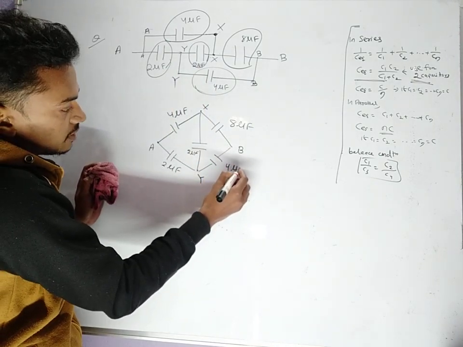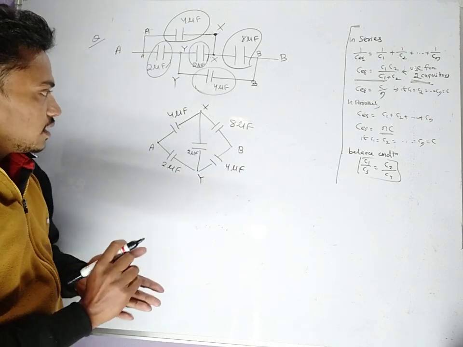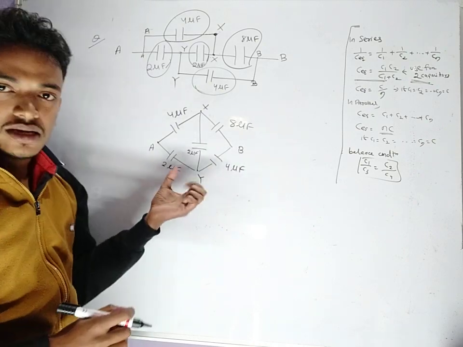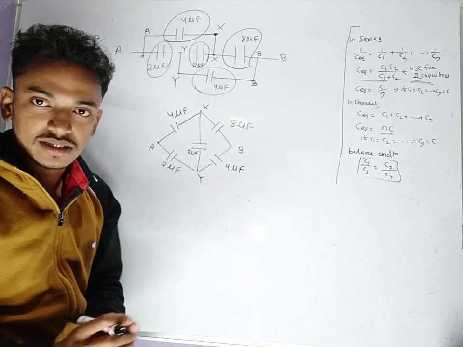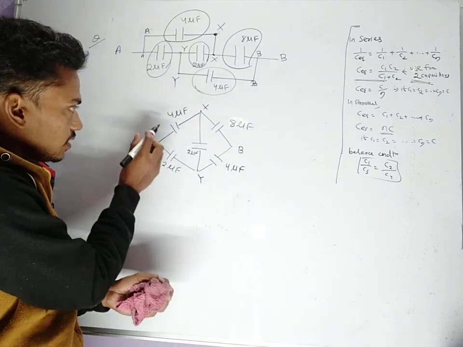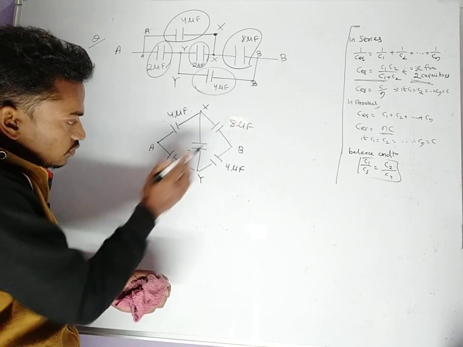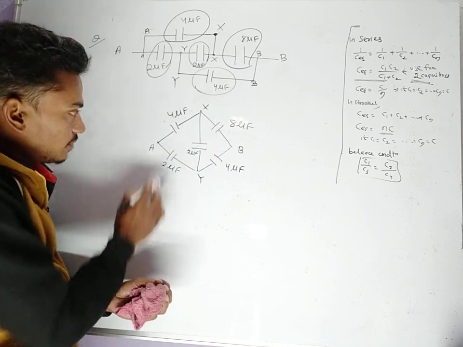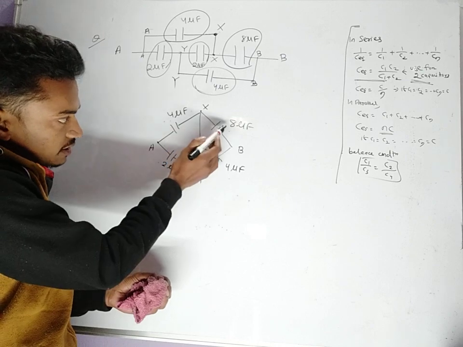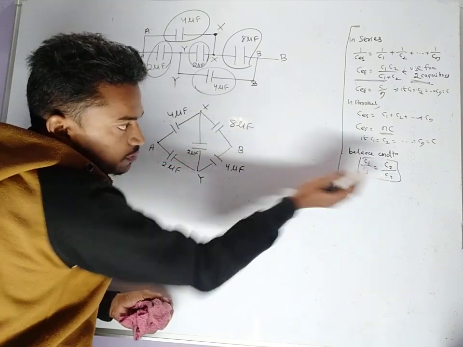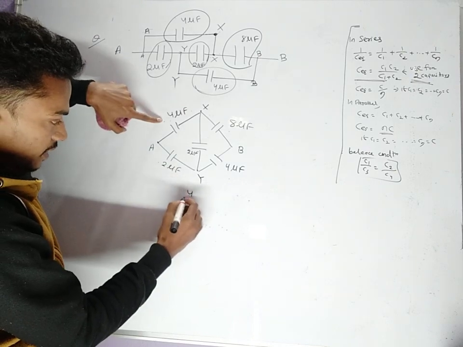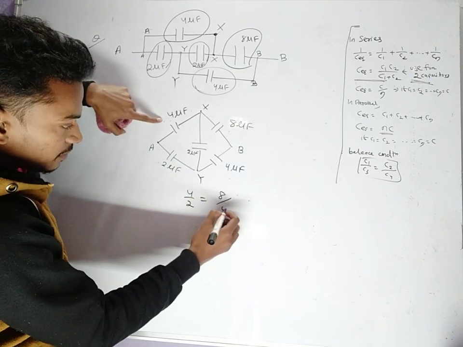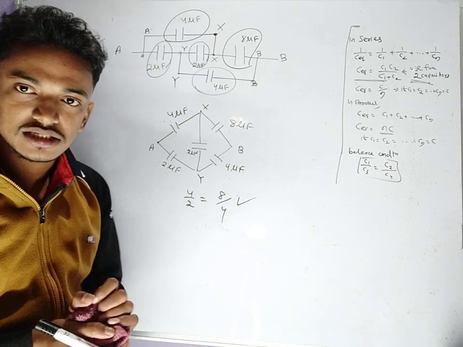This is 4 microfarad. You see that this type of arrangement is the Wheatstone bridge arrangement. So check the balance condition now. This is C1, C2, C3 and C4. So C1 by C3 equal to C2 by C4 is the balance condition for the Wheatstone bridge. So check, 4 by 2 is equal to 8 by 4. Yes, the balance condition is satisfied.